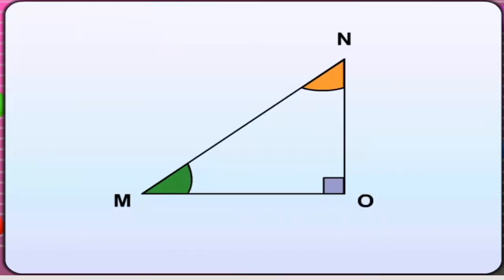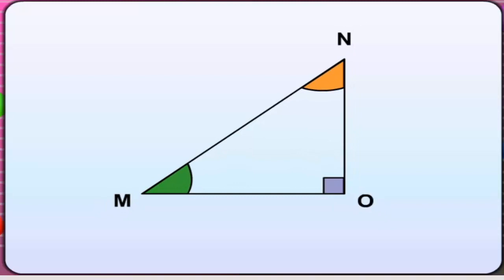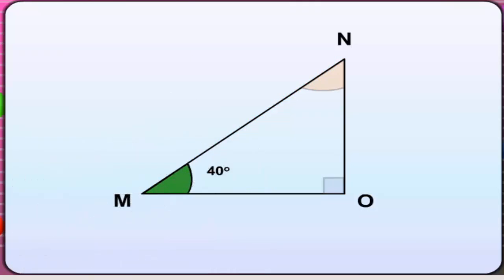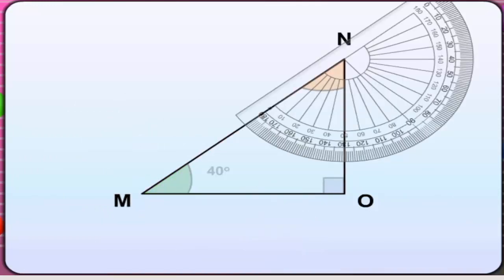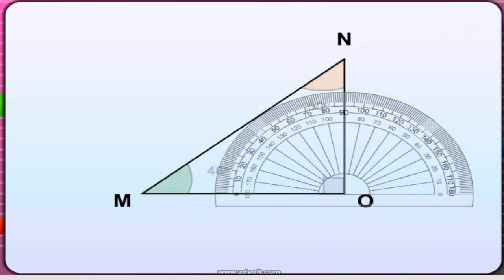Students, now let us measure the angles of the triangle MNO. Here, the angle OMN is equal to 40 degrees. The angle MNO is equal to 50 degrees. And the angle NOM is equal to 90 degrees.